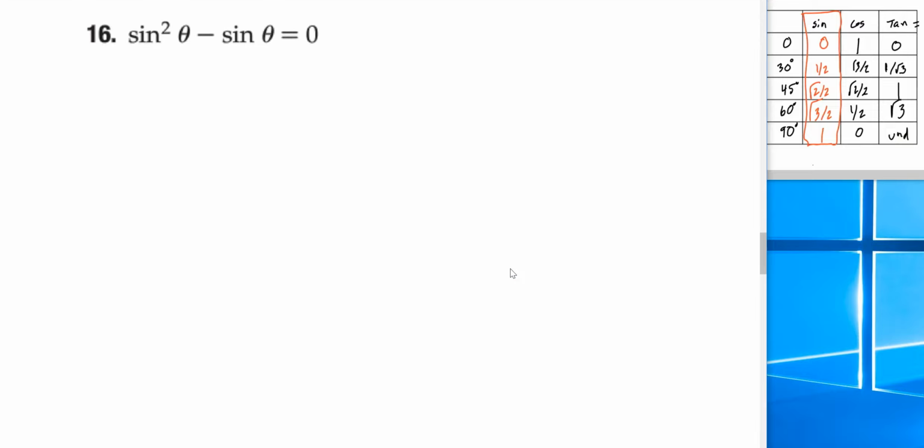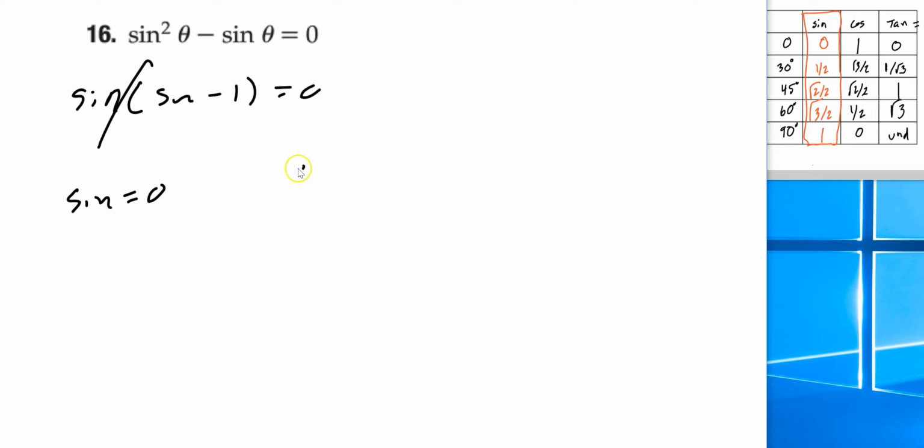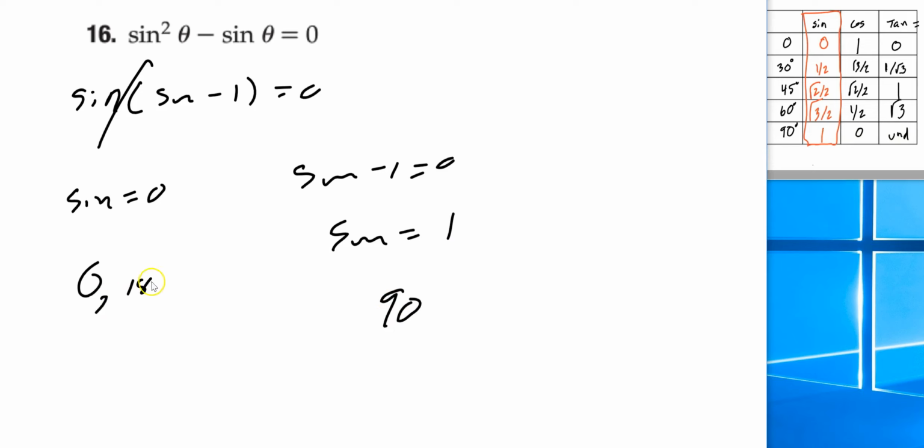So this next one, I just have to solve it. If you notice, they both have a sine, so you're going to factor it out. You end up with sine times (sine minus 1) equals 0. Same idea, we'll split it: sine equals 0, and sine minus 1 equals 0, so you get sine equals 1. Again, a couple ways to do this. Table: where does sine equal 0? 0. Where does sine equal 1? 90. Don't forget this also has to be 180.